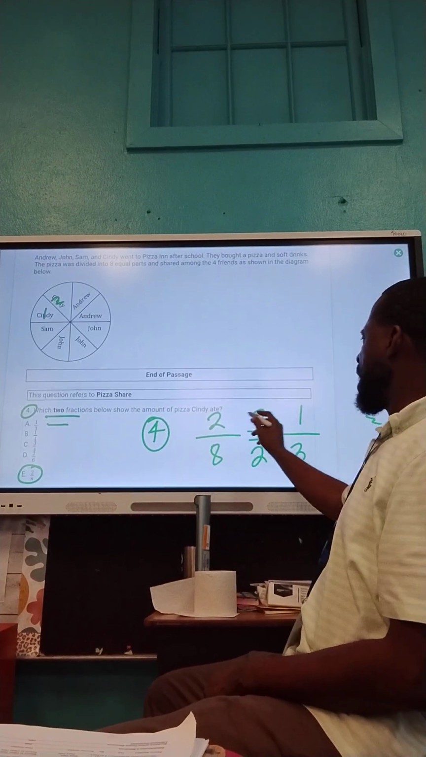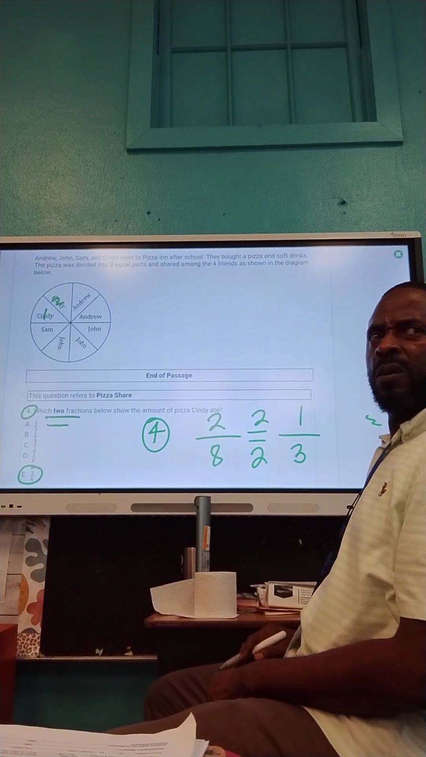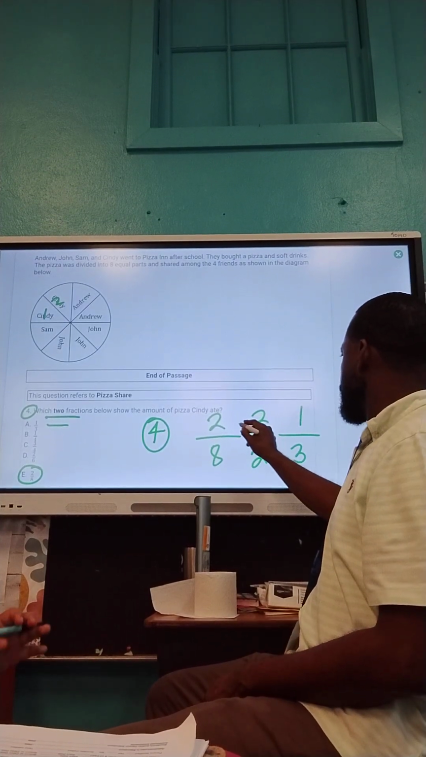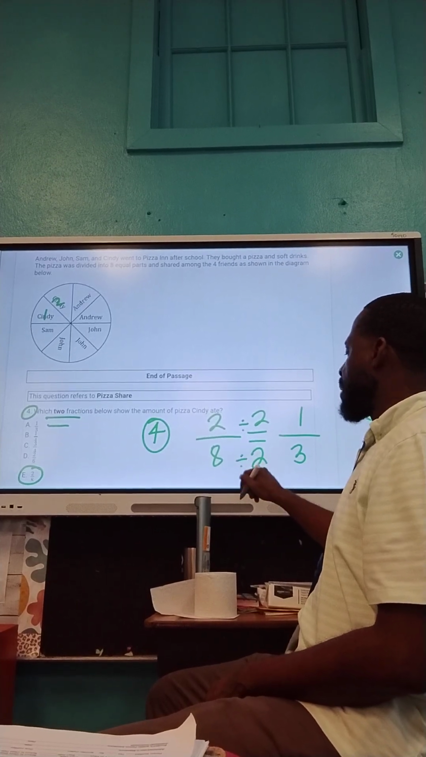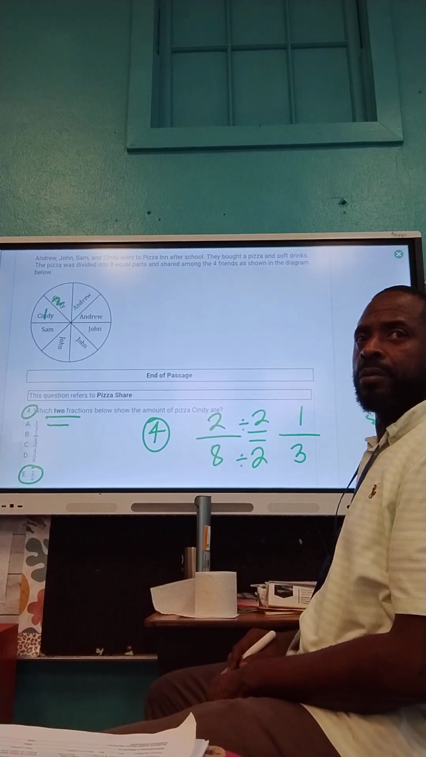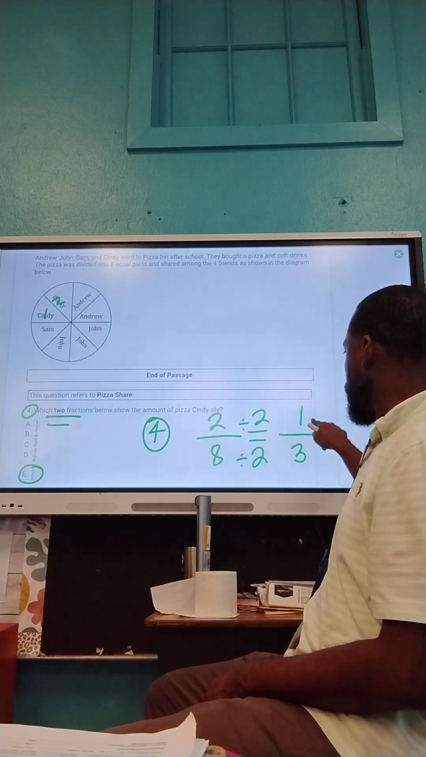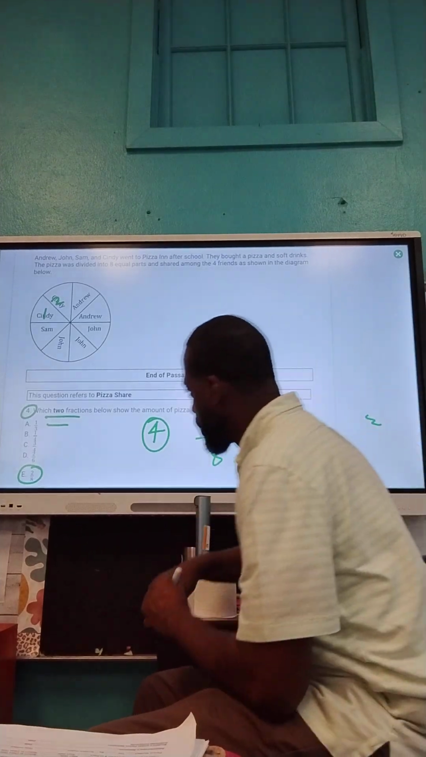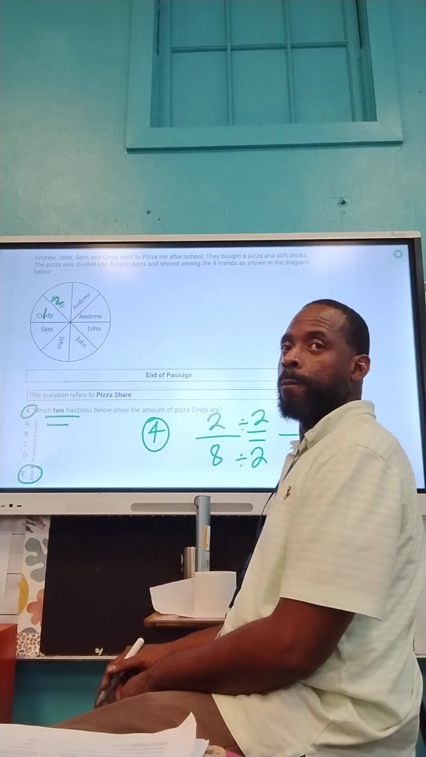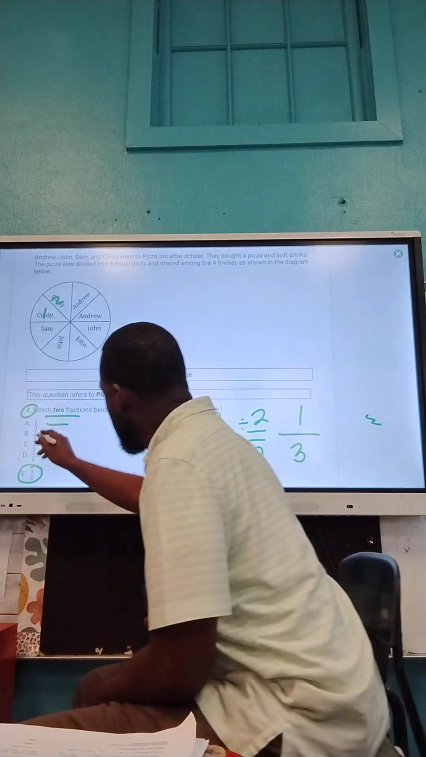Now, 2 times 2 is 4. But 2 divided by 2 is what? 1. But is 8 divided by that same 2 going to give us a 3? No. So are we going to be able to use 1/3? No, we're not. So let's put a choice block on alphabet what? A.